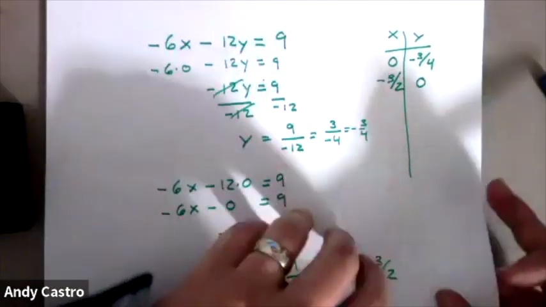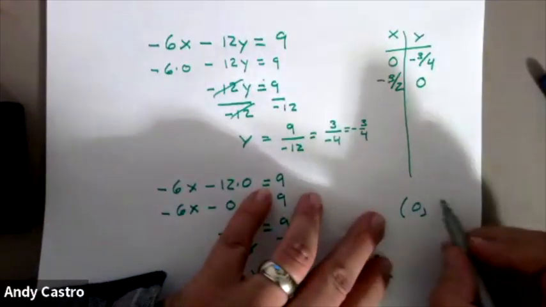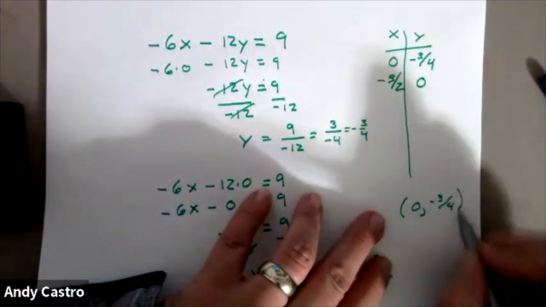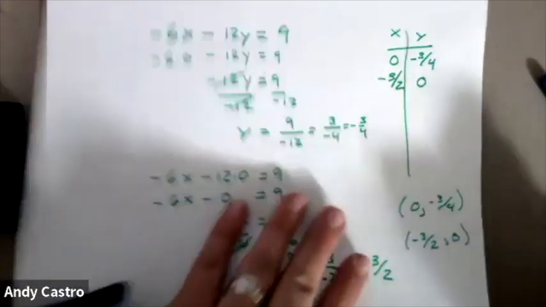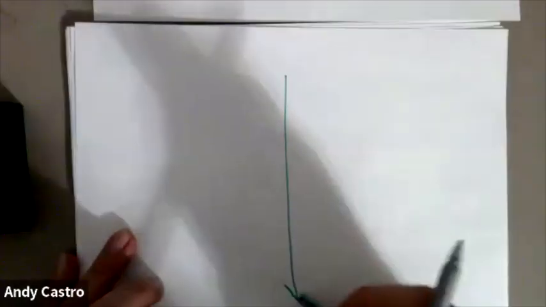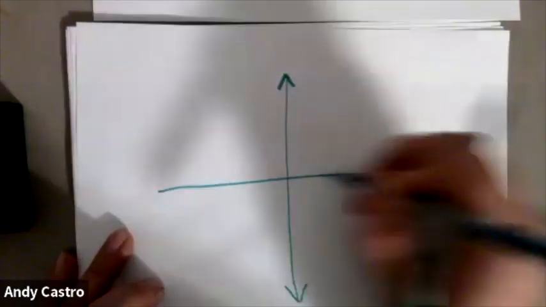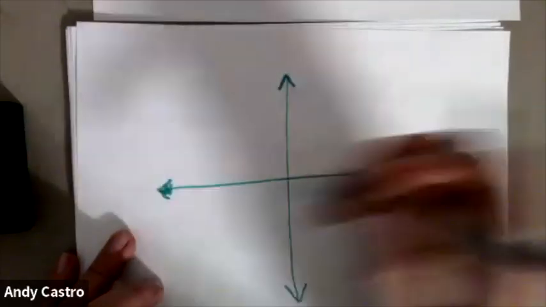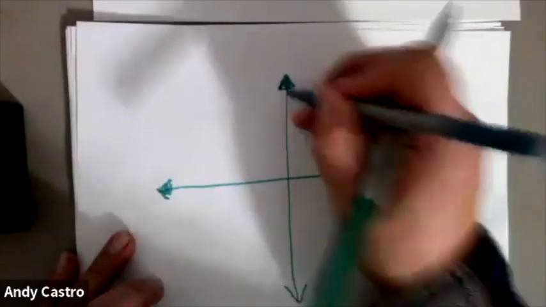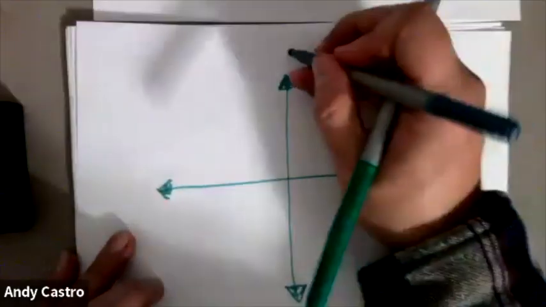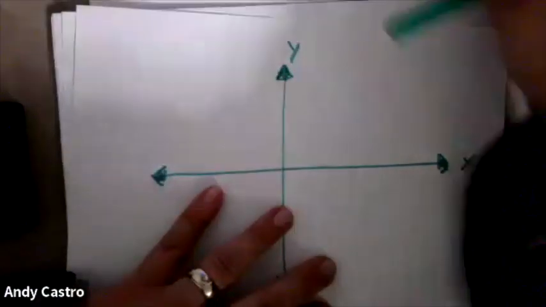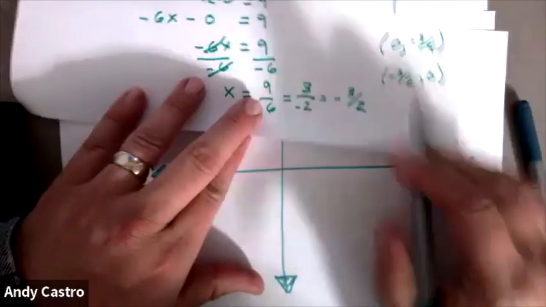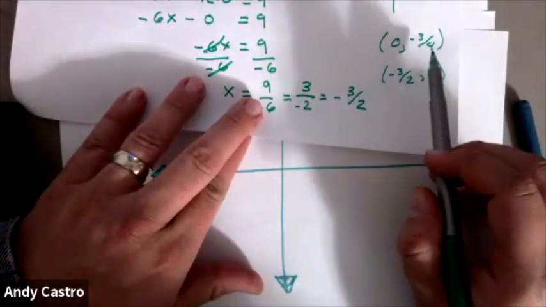So my 2 points are 0, negative 3/4, and negative 3 halves, 0. So if I were to graph that, okay, this is my y, this is my x. All right, and my 2 points are 0, negative 3/4.